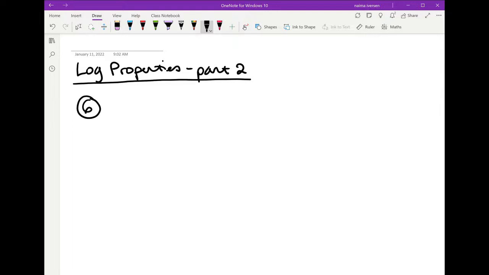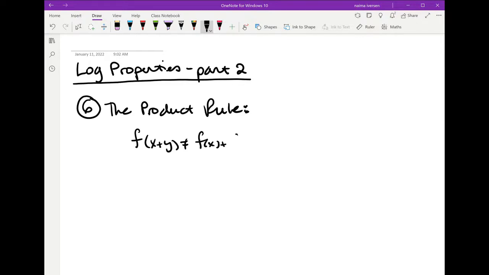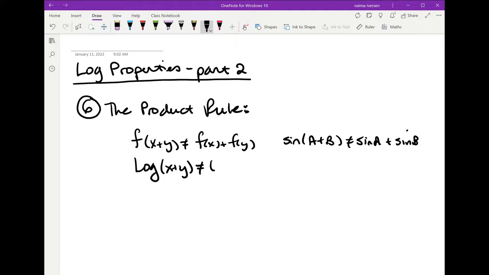I can't remember exactly, but number 6 is referred to as the product rule. Okay, the product rule. One of the things I want you to understand is that, just like other functions where we have f of x plus y, we don't write it as f of x plus f of y. That inside part is always sort of one thing. Just like we had sine of a plus b, we don't write that as sine of a plus sine of b. So in this case, log of x plus y is definitely not equal to log of x plus log of y.